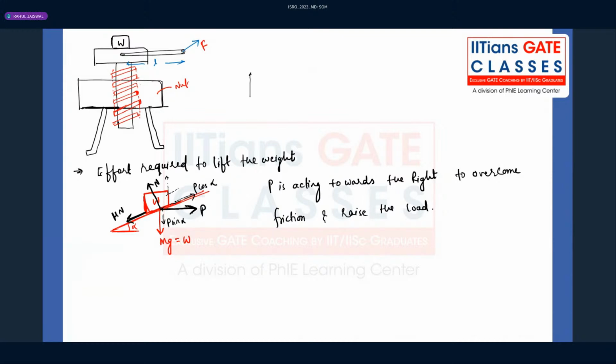So actually P cos alpha will help to raise the load, because it is acting in the upward direction, whereas friction is acting in the downward direction. So definitely it will help to raise the load. So these are the segments: we have the normal reaction force, which will be acting like this, and mu N will be acting in the downward direction. That is the load we need to lift.